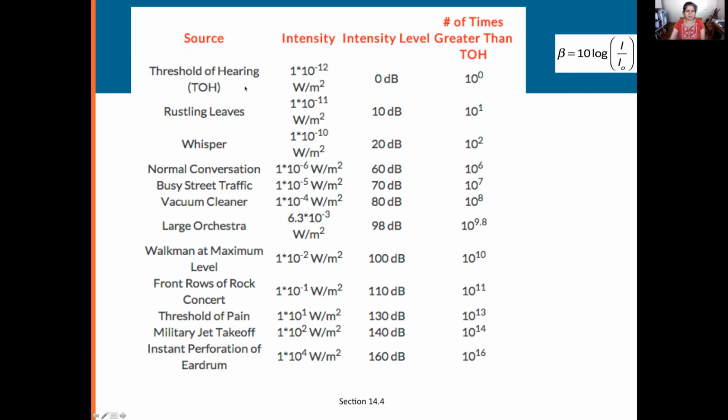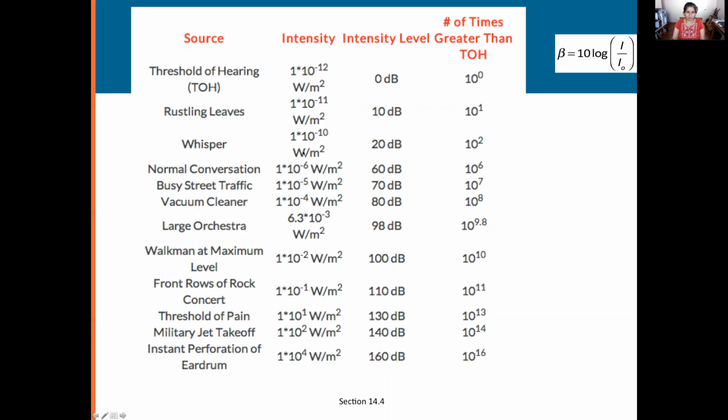On this chart, we see several different sources of sound, and their actual intensities in watts per meter squared. The corresponding intensity level, which can be found using this formula, is in decibels. And each time we're going up by a factor of 10 in intensity. So 10 to the minus 12, the lowest sound intensity we can hear, something like the rustling of leaves. If you go up by 100, you come to a whisper, 10 to the minus 10. That's about 20 decibels. We've gone up by 100.